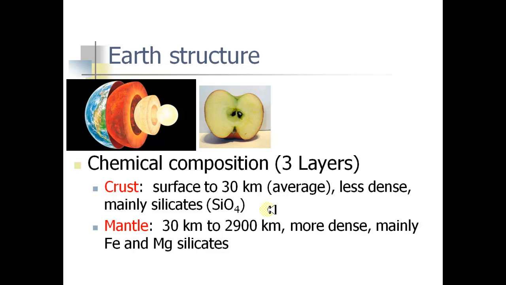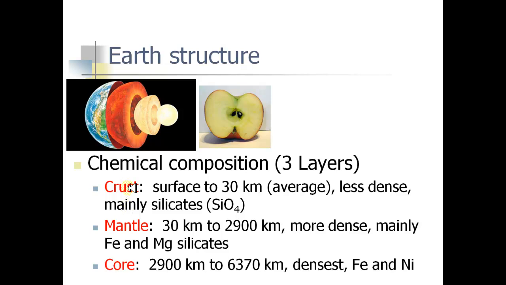Underneath the crust is the mantle. The mantle extends from the bottom of the crust, on average about 30 kilometers, down to almost 3,000, 2,900 kilometers. It's a little more dense, and it's mainly made up of iron and magnesium silicates. So it still has the silicate backbone, but it's made up of iron silicates and magnesium silicates. And because it's iron and magnesium, it's a little bit more dense. It has a density of somewhere up to around 2 times the density of the crust.